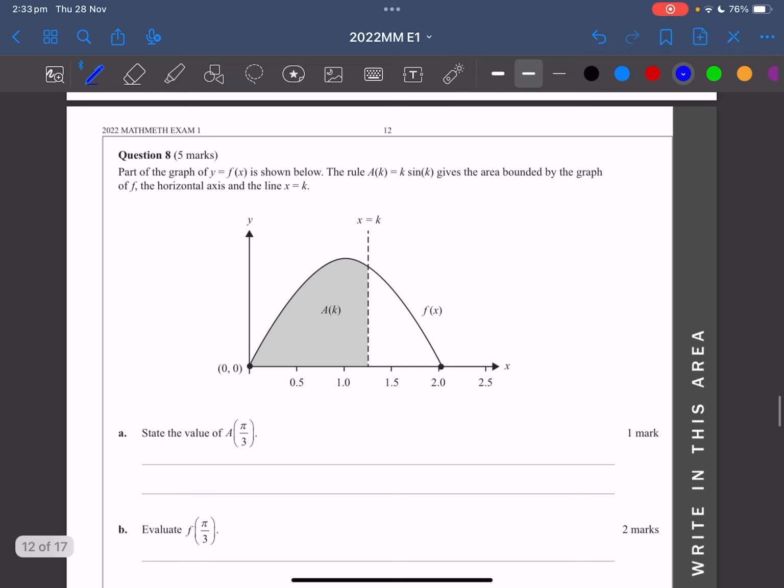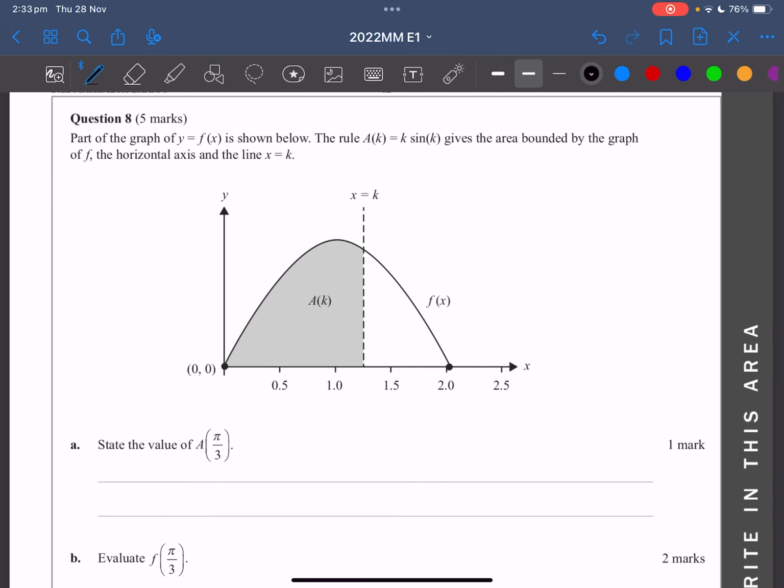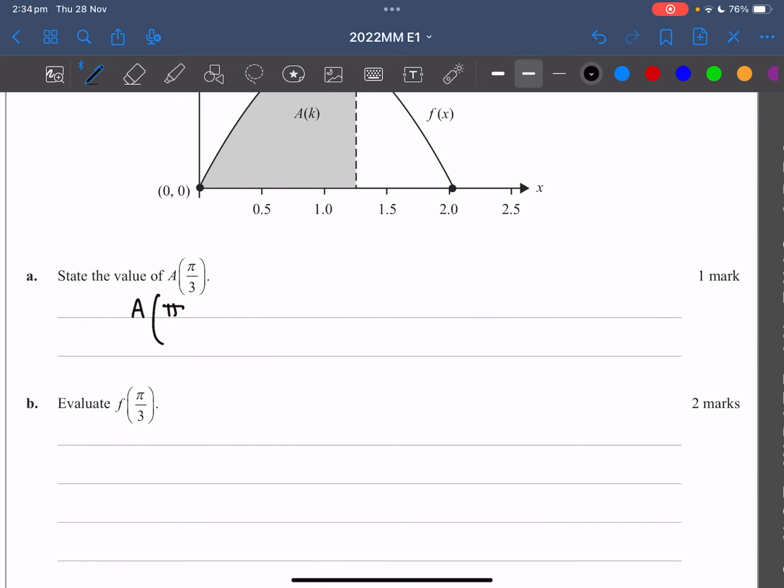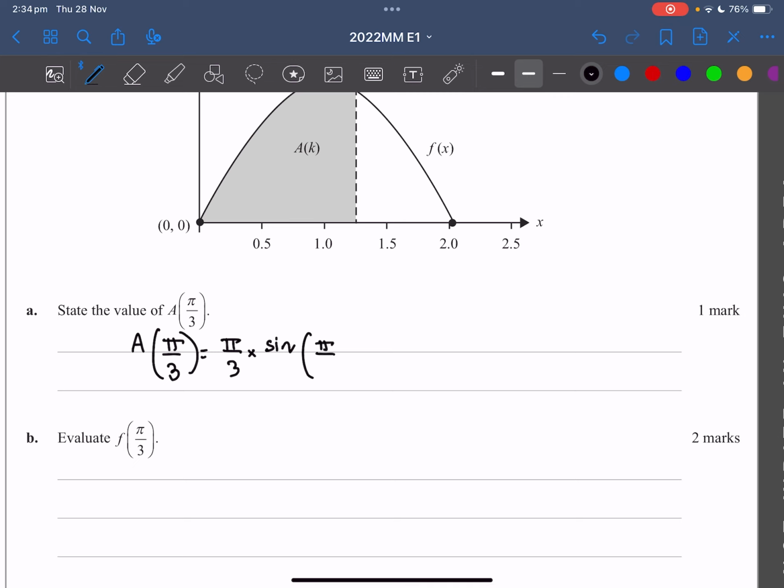Right, so next page. Okay, so question number 8. Part of the graph is shown below. The rule A of k gives the area bounded by the graph of f, the horizontal axis and the line x equals k. State the value of A of pi on 3. So we are simply substituting in. So A of pi on 3 is equal to pi on 3 times sine of pi on 3, that is pi on 3 times root 3 on 2, which is pi root 3 on 6.